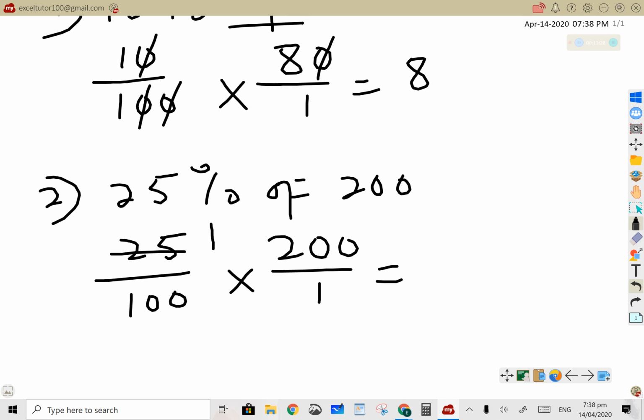So 25 into 25 is 1, 25 into 100 is 4. Okay, the bigger numbers that you use, the faster you work and the more precise your answer would be. If you use small numbers, your working becomes crowded and it leaves room for error. So we still have room here to cross multiply, right? 4 into 4 is 1, 4 into 20 is 5, and 4 into 0 is 0. So our answer would be 50. So 25% of 200 is 50.